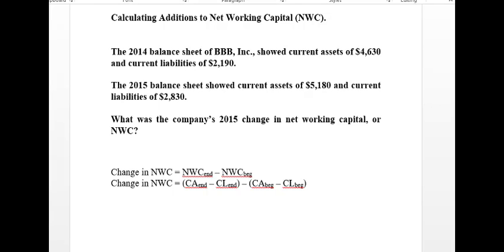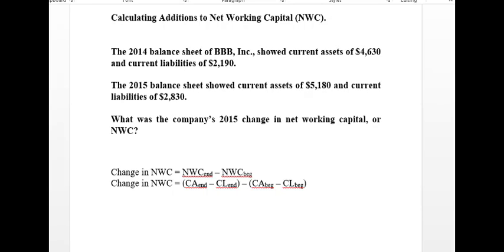Hi, this is Dr. Tim Liptrap, and we are looking at our Principles of Finance class, problems in Chapter 2. In this particular case, we are looking at a problem for net working capital, or NWC. Now, net working capital involves two numbers from multiple years.